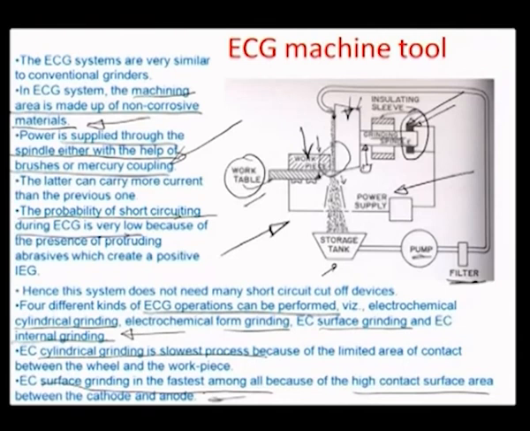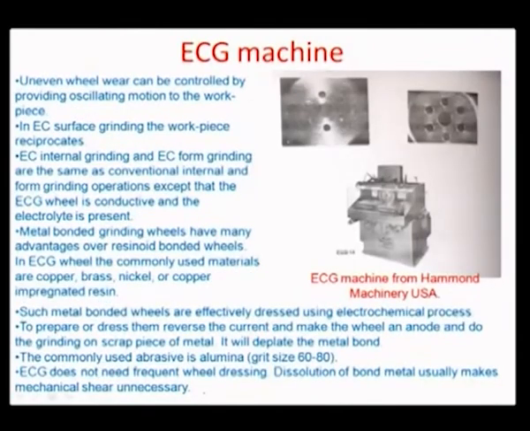So that is some information about the ECG machine. Of course you can further add some additional actions to improve the efficiency of the ECG process, and one of them is that the wear of the grinding wheel can be controlled by oscillating motion provided onto the workpiece.